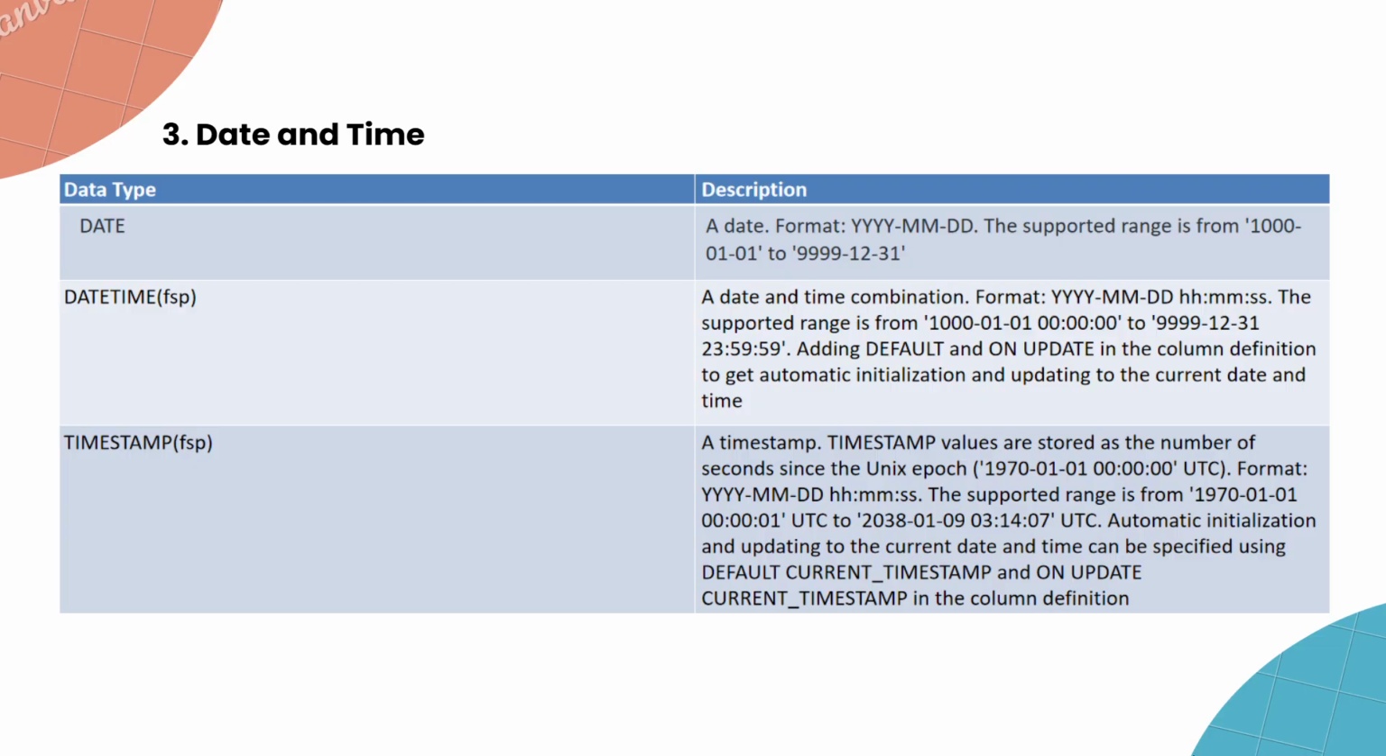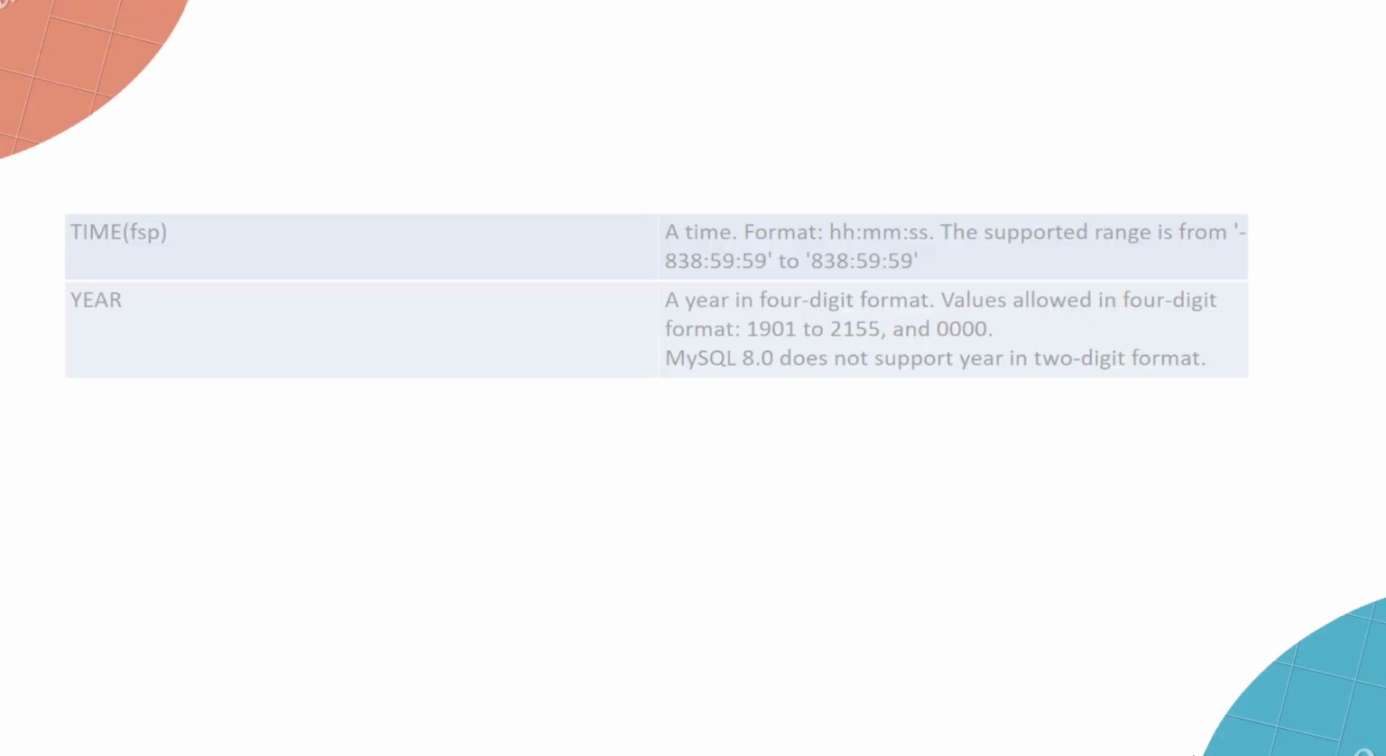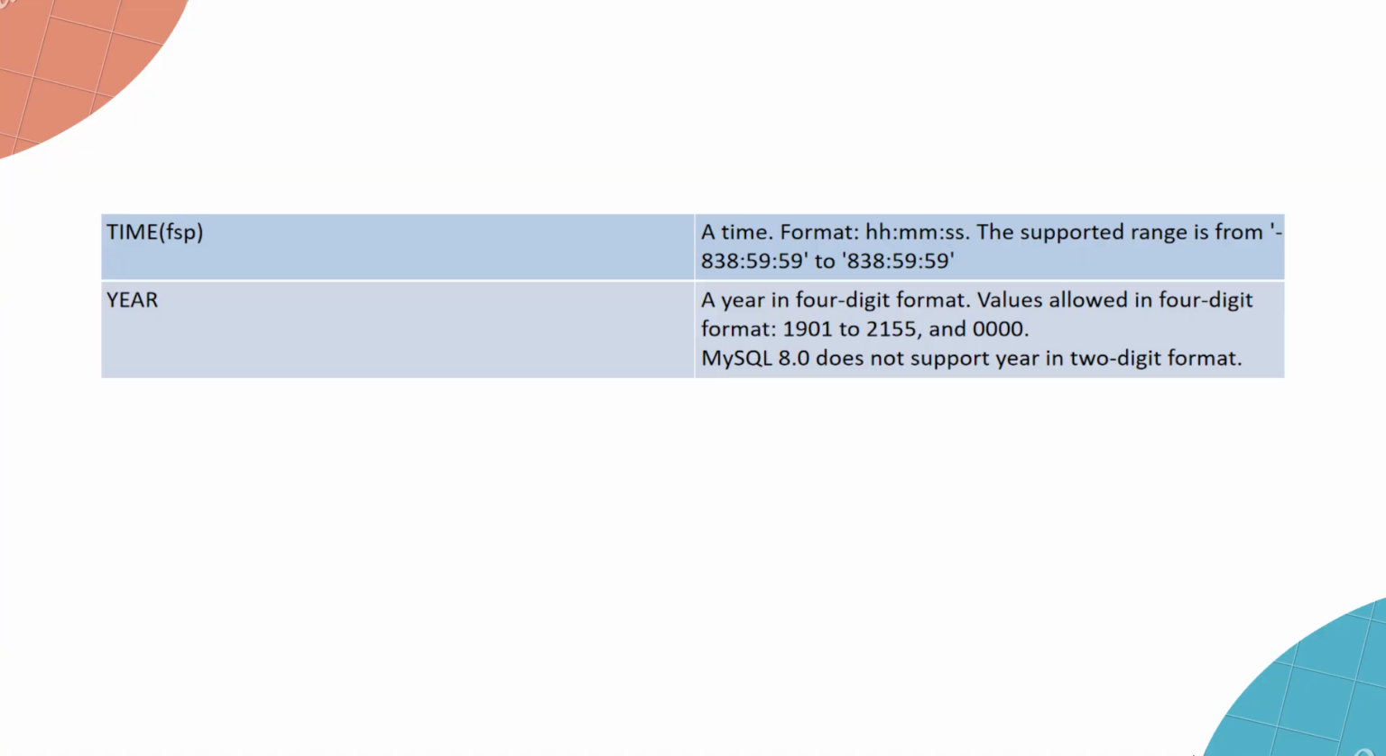Timestamp. Timestamp values are stored as the number of seconds since the Unix epoch. Automatic initialization and updating to the current date and time can be specified using DEFAULT CURRENT_TIMESTAMP and ON UPDATE CURRENT_TIMESTAMP in the column definition. Time: format should be hour, minute, second. Year: a year in 4-digit format. MySQL 8.0 does not support year in 2-digit format.